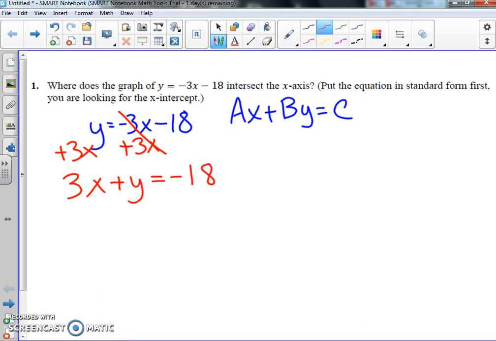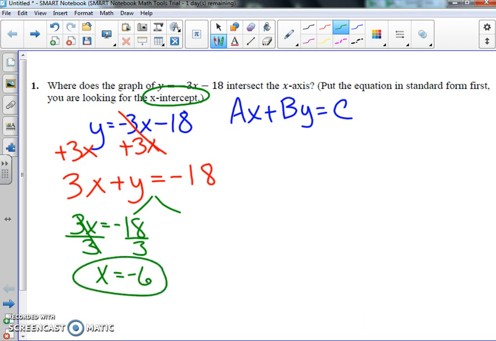All right, now they want us to find the x-intercept. So the x-intercept, 3x equals negative 18. I divide both sides by 3. X equals negative 6. Now on the test, I'm going to say write that as an ordered pair. So that's an x, so it's negative 6 comma 0. That's my final answer.